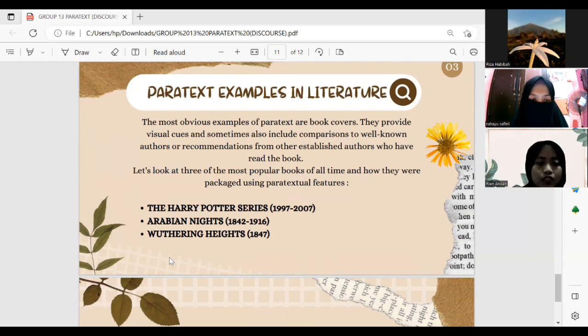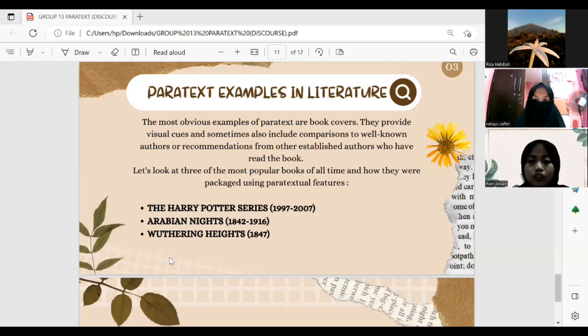The first one is the Harry Potter series, from about 1997 to 2007. The logo of the Harry Potter series by J.K. Rowling is evidently stylized to reflect the fantasy elements in the books as well as their film adaptations.